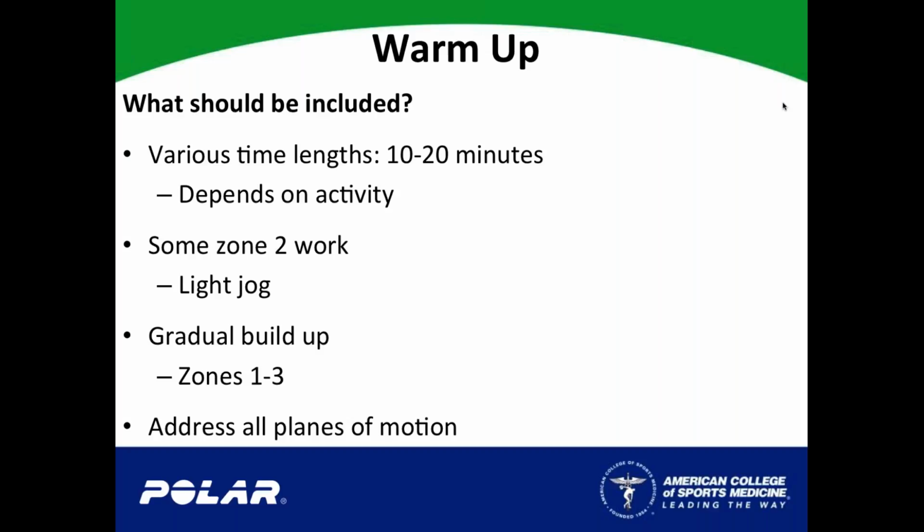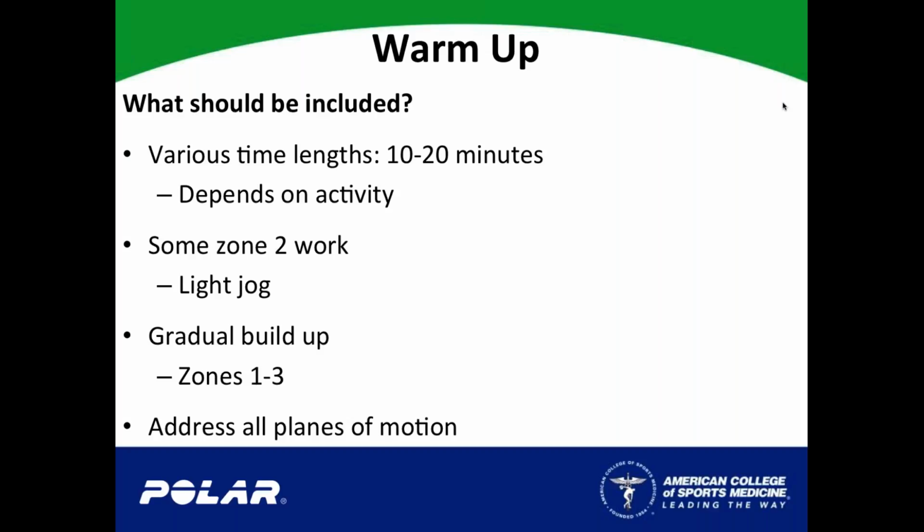So what should you do? Well, do some zone 2 work. Do some of that light jog to start things out. You don't want to get injured. You don't want to pull a muscle, so just a light jog, and then gradually build up. You may want to add in some sprints. We talked about getting more muscle involved and ready to go, so maybe a few 25-yard sprints to get up into that zone 3 area a little bit.